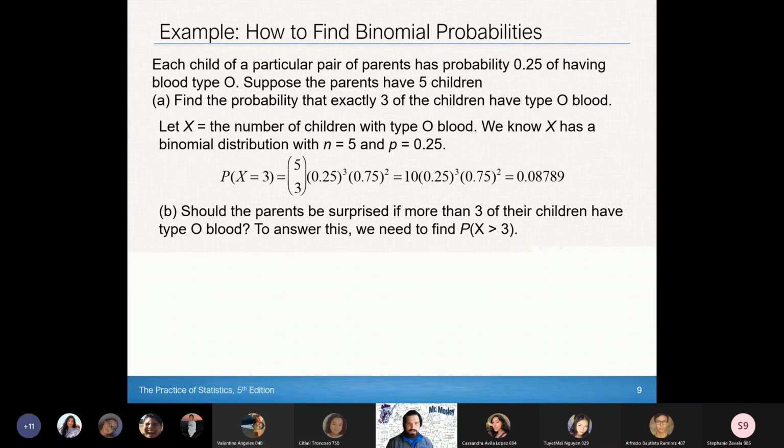Second question, should the parents be surprised if more than 3 of their children have blood type O? To answer this, we should calculate the probability of X being greater than 3.